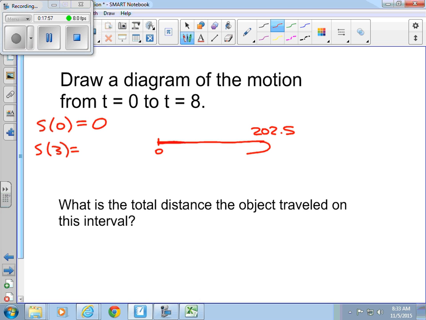And this is when it asks you to draw a diagram, this is what I'm looking for. Something where you tell me how far you went. Some teachers will even have you put times in here, and you can do that, it might help you. As long as you get the distances, I don't really care.